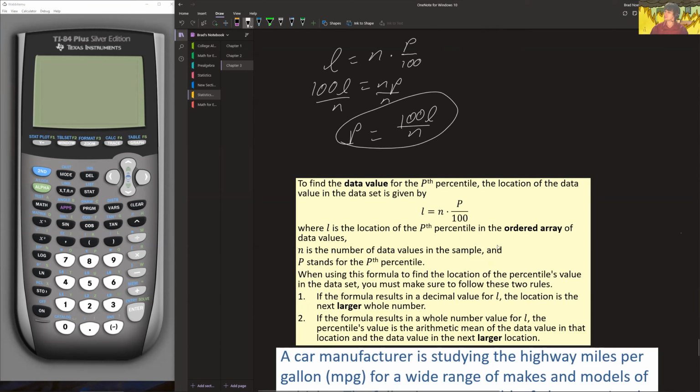Okay. Some things to note here. When using the formula to find the location of the percentile's value in the data set, there are two rules you need to follow. First, if the formula results in a decimal value, the location is the next whole number. If the formula results in a whole number, the percentile's value is the mean of that one and the next one. So for example, if you end up with 47, then it would be the mean of the 47th and 48th entry, okay? So let's take a look at an example here to see how we can find the percentile.